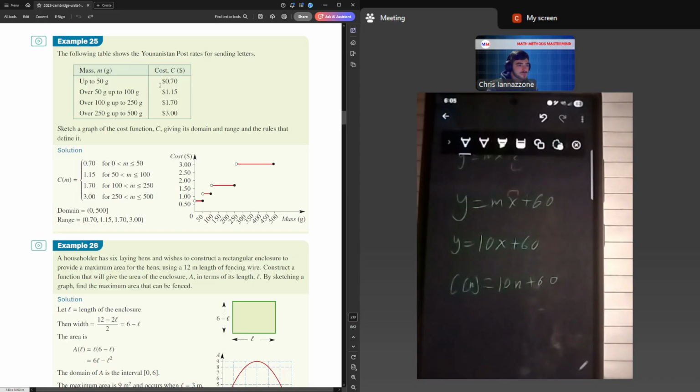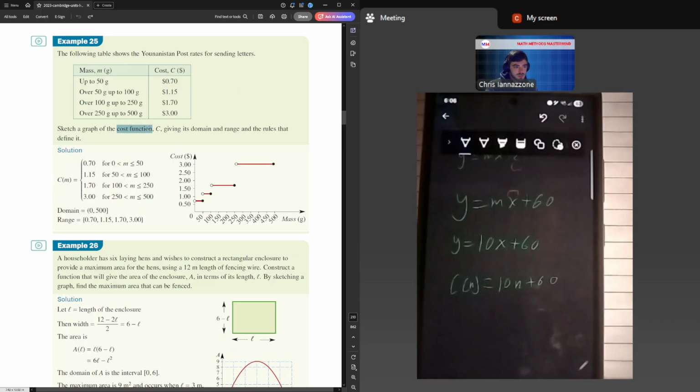These are fixed amounts for a variable amount of m, right? So up to 50 grams means anything from 0 to 50 is going to have a fixed amount of spend of 70 cents. So if I send a 37-gram letter, it's going to cost me 70 cents. If I send a 49-gram letter, it's also going to cost me 70 cents. It's a fixed amount. And we have that for different domains.